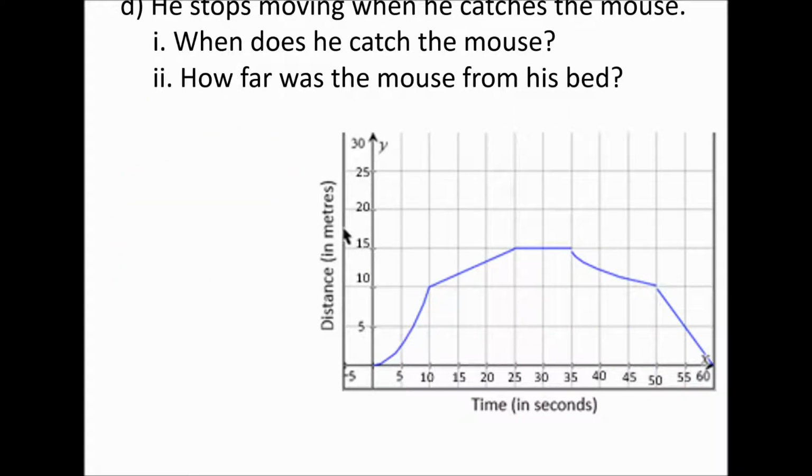Lastly, part D, he stops moving when he catches the mouse. So when does he catch it, and how far away was the mouse from the bed? So, again, this one's a little bit trickier. Pause and think for a moment about what that means. If he's stopped moving, what can you tell me about that?